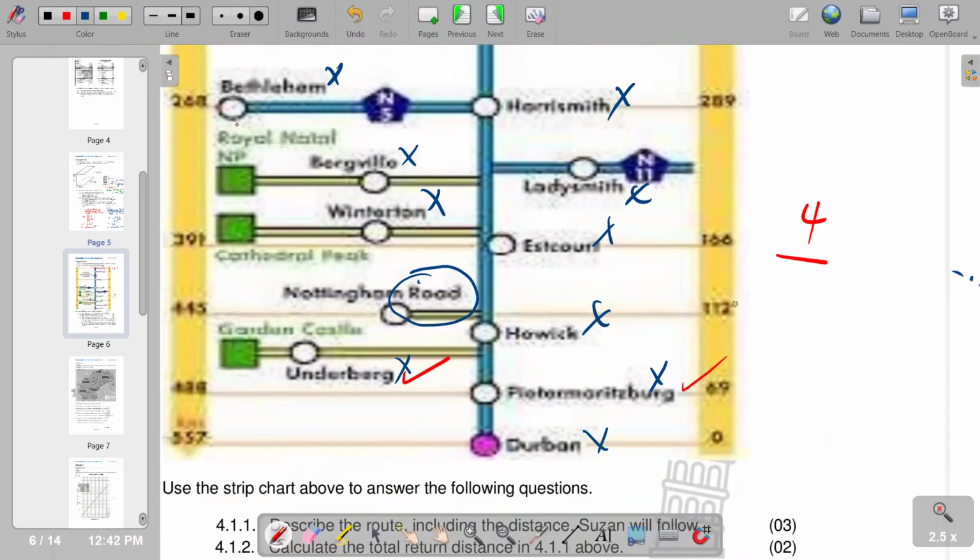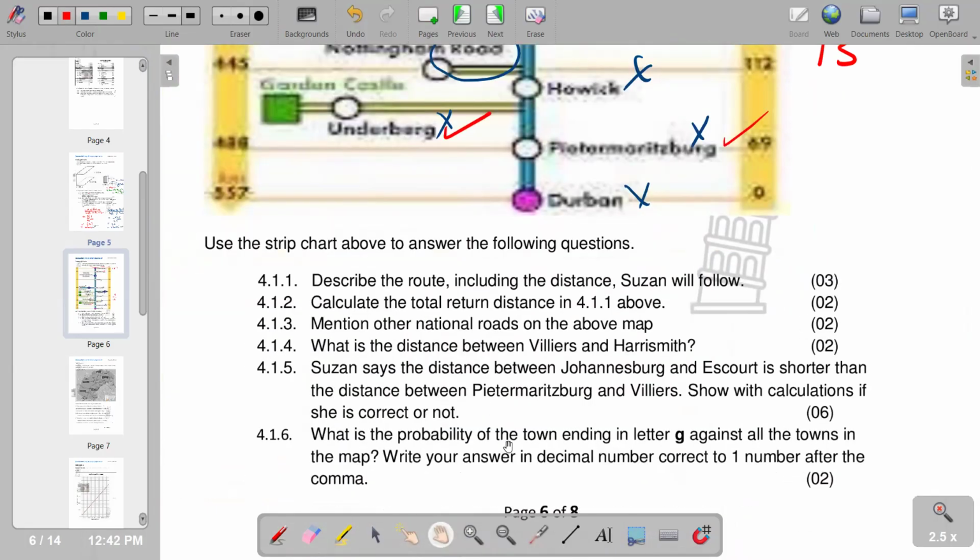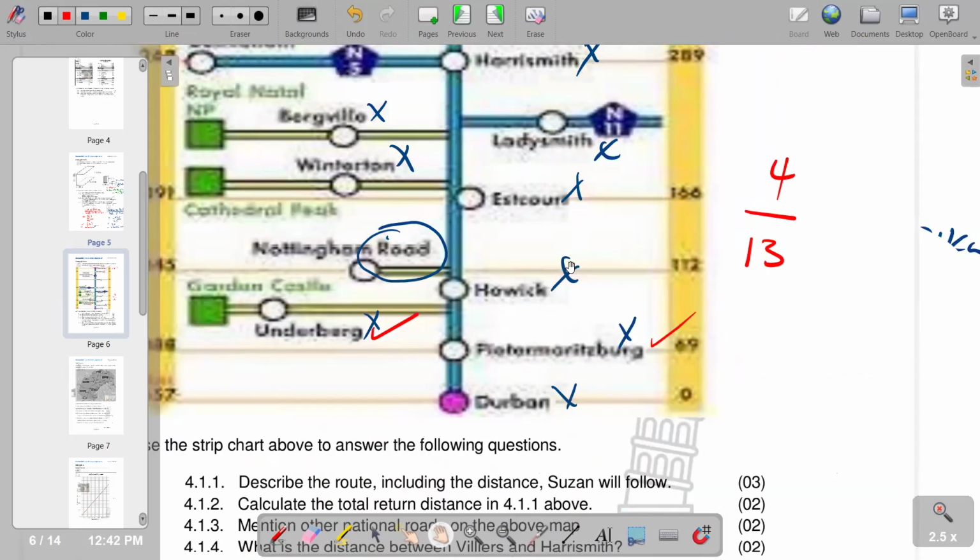So 4 over 13. And if you go back to the requirement of the question, they say, write your answer in decimal. So you're going to say 13 into 4, or 4 divided by 13, and you get 0.3. So this becomes the final answer of this part.